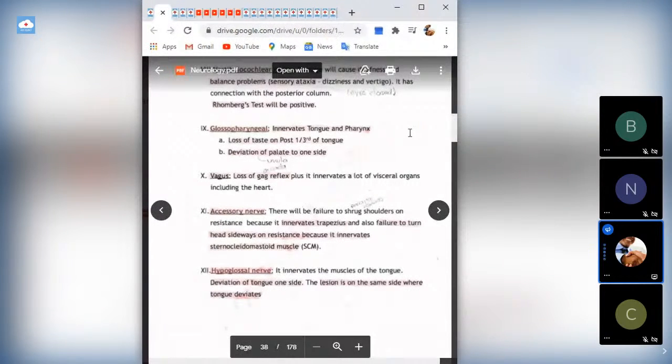Remember that the cranial nerves have different origins. The main brain, which is the cerebrum, gives rise to the first two nerves, olfactory and optic. Then the midbrain will give rise to the next two, the third nerve and the fourth nerve. Then 5, 6, 7, 8 will come from the pons, while 9, 10, 11, 12 come from the medulla oblongata.